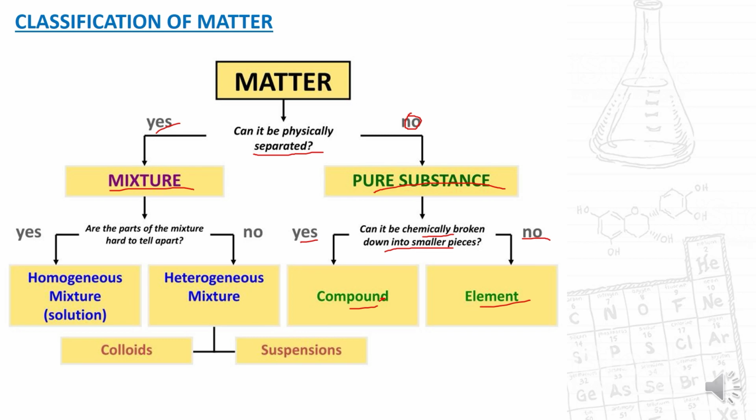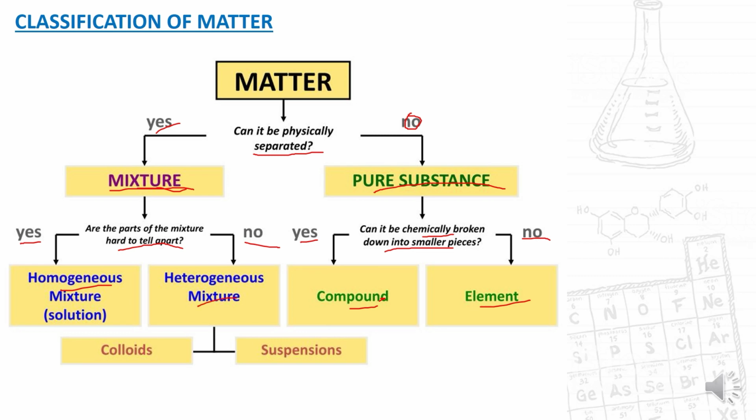Assuming that your substance was basically a mixture and not a pure substance, you'll continue and ask yourself this question: are the parts of this mixture hard to tell apart? Like, can I distinguish or see the specific parts that make up my mixture? If the answer is yes, then you have a homogeneous mixture. But if your answer is no, then you have a heterogeneous mixture.